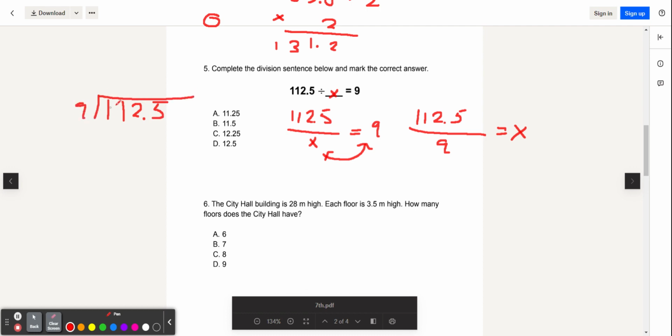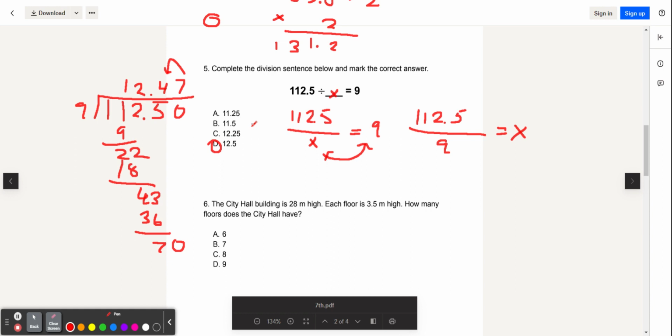112.5 divided by 9. It goes into 11 once, goes into this 2 times, and then into 43 how many times? I'll put the decimal here early, 4 times. 36, 43 minus 36 is 7. Then this goes into it 7 times, and at this point we can just safely round off and assume that it is D. I realize why.